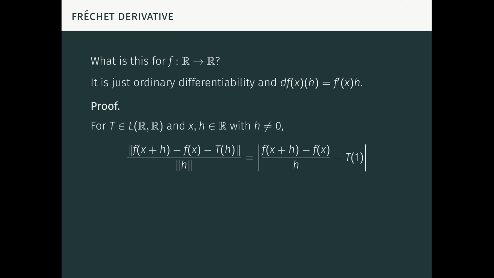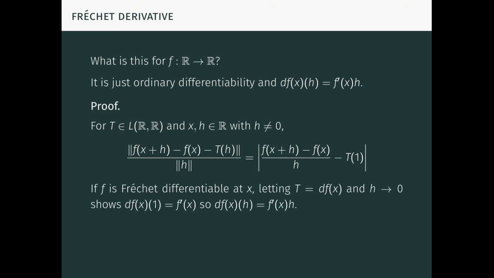So for T a linear operator on R, and values x and h in R with h not equal to 0, the quantity occurring in the limit in the definition of the Frechet derivative just reduces to the absolute value of the difference quotient, (f(x+h) minus f(x)) over h, minus T(1). So if f is Frechet differentiable at x, we can let T be df at x and let h go to 0.